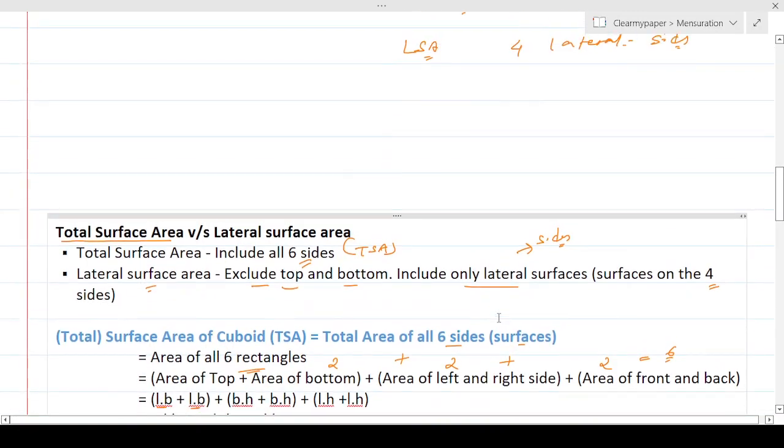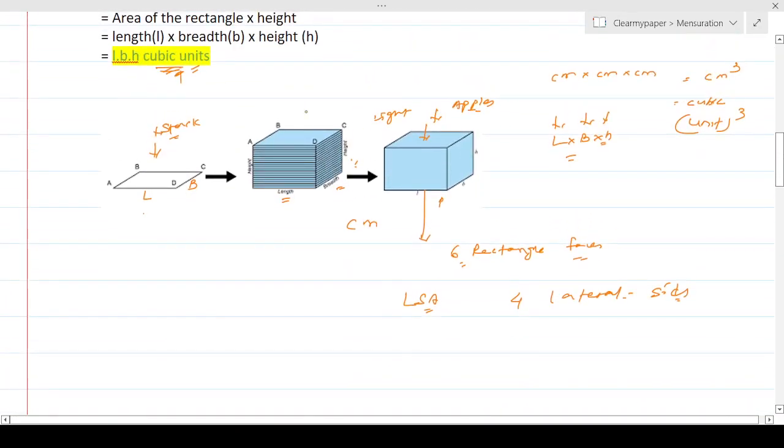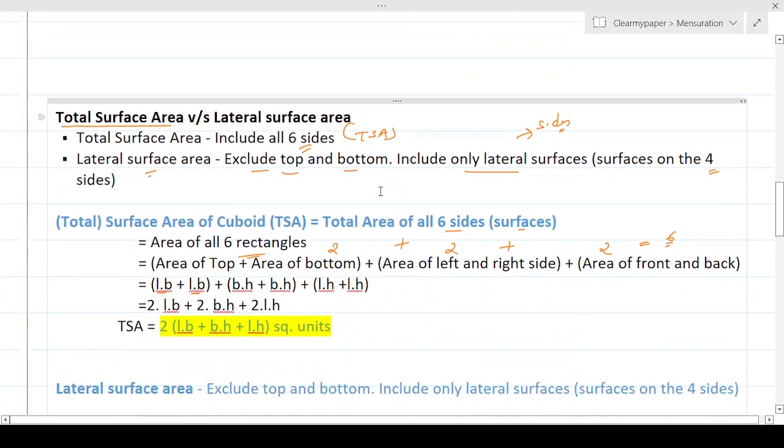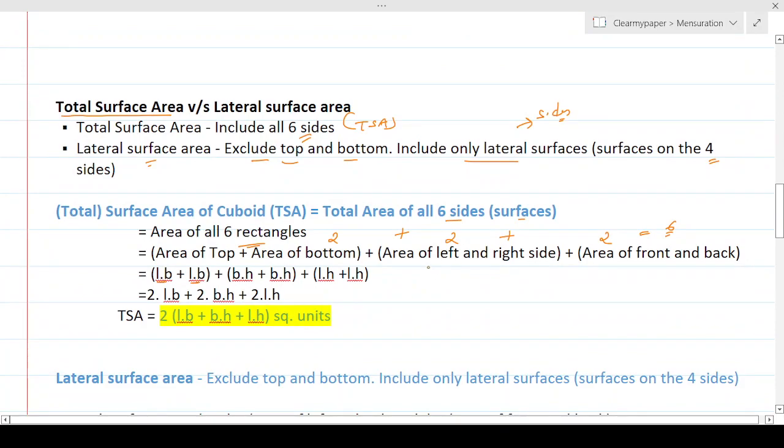Similarly on the sides, if you take this side, for example, let's say I'm taking the right side. The right side has 1 dimension as breadth and 1 dimension as height. So there is no length here. So we multiply breadth and height to get the area of this rectangle that I am highlighting. And I'll duplicate the same thing on the other side, the left side also. So breadth into height will be the area of the sides. So for the left and the right side, I'm adding breadth into height and breadth into height, twice.